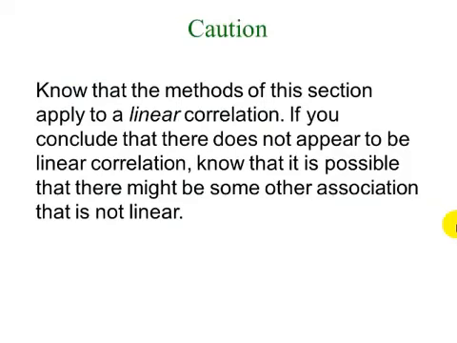Now remember with all this that the methods we're learning in this section apply to a linear correlation. Even if we conclude that there doesn't seem to be a linear correlation, remember that it's possible there might be some other association that's not linear.